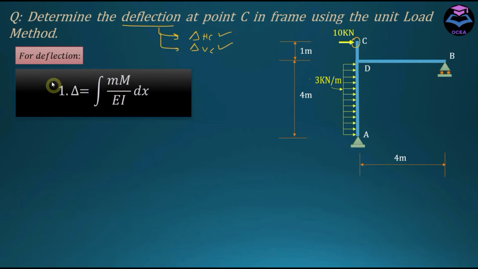In the unit load method, for calculation of deflection, we use this formula, which is based on the principle of virtual work done, which says that external virtual work done is equal to internal virtual work done. On the left hand side we have the external virtual work done, and on the right hand side we have the internal virtual work done. This one over here is the imaginary or virtual unit load, and this is the deflection that we are interested in finding out.